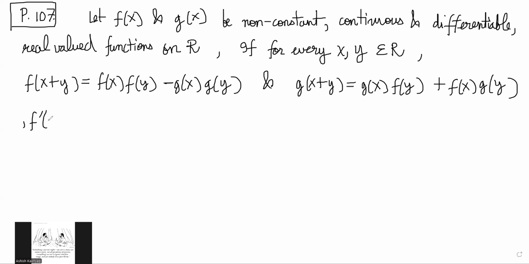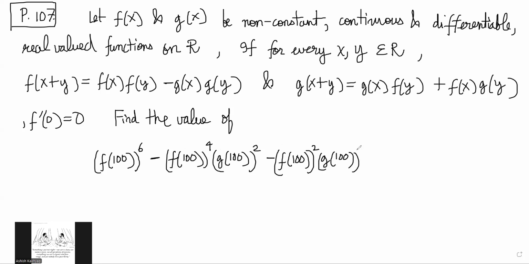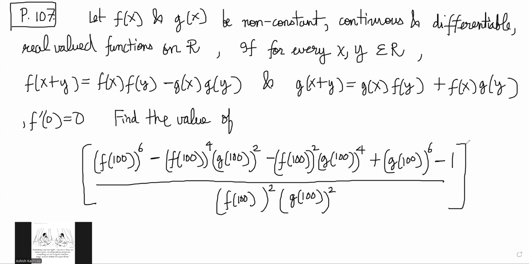We also have f dash 0 is equal to 0. Then find the value of this expression: f of 100 power 6 minus f of 100 power 4 g of 100 power 2 minus f of 100 power 2 g of 100 power 4 plus g of 100 power 6 minus 1, whole thing divided by f of 100 square and g of 100 square, and the whole thing is raised to a power 2.